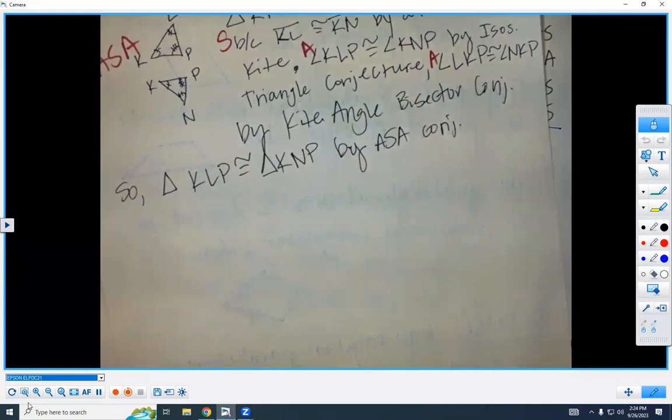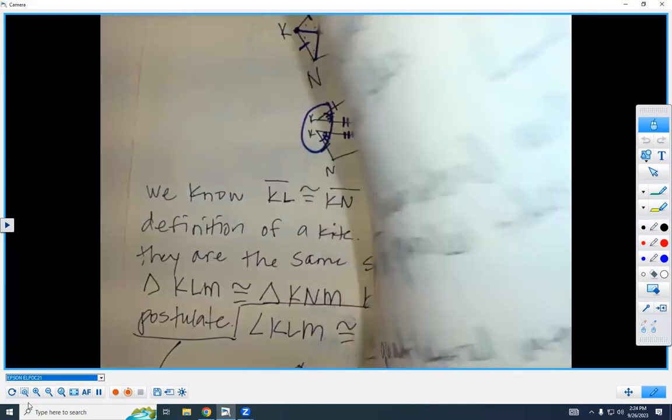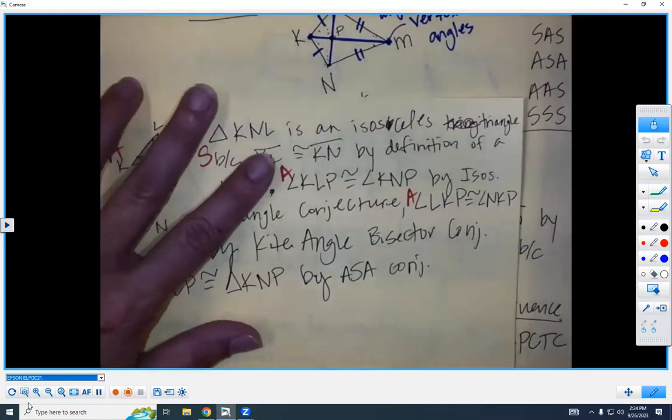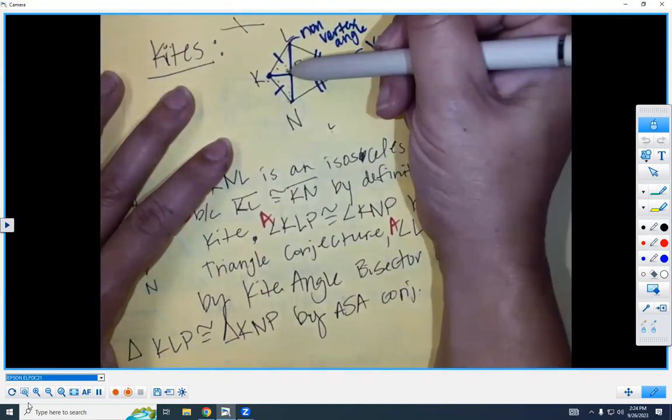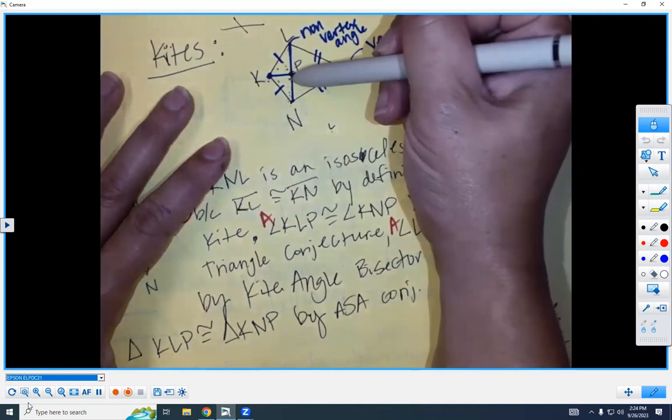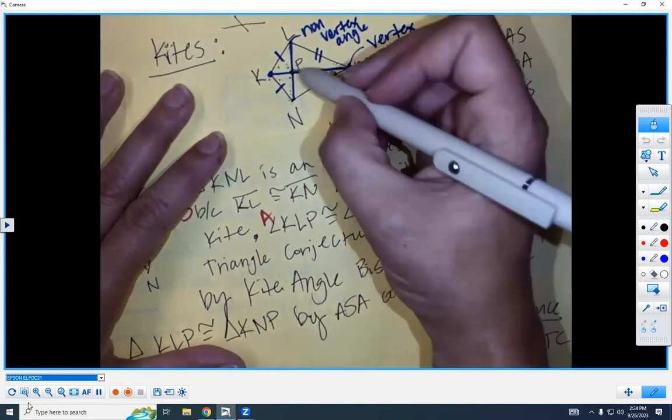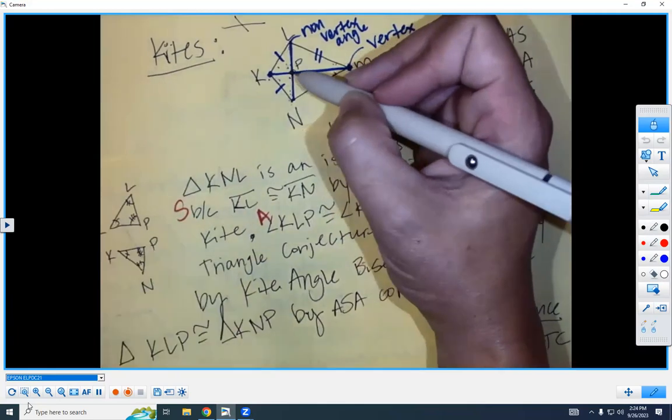Oh, that LN bisects KM, is that what we're trying to prove? They're perpendicular. We're trying to prove that this is perpendicular to this, and I can do that by showing I have two right angles right here. I'm almost there now. Now I can say those two angles are congruent.